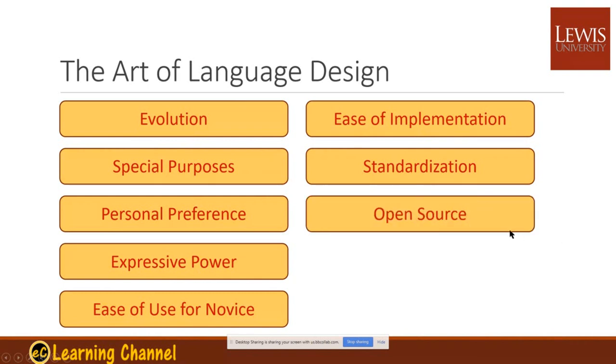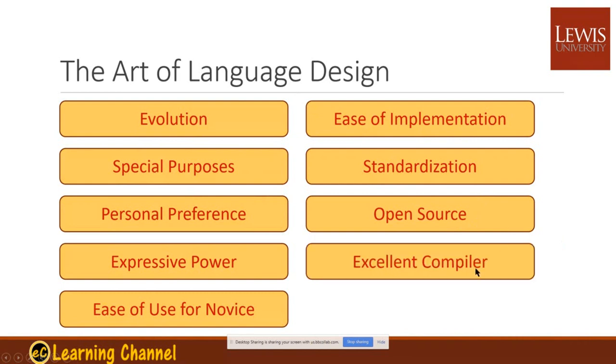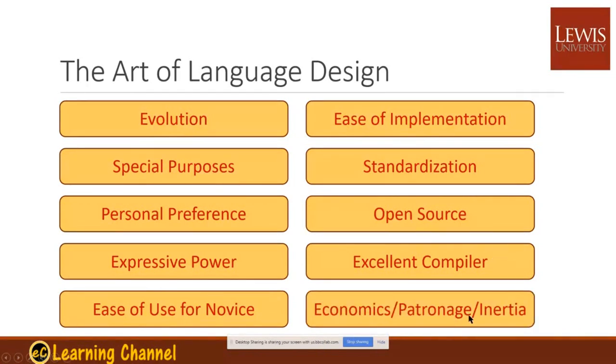And open source is one important factor, and compiler design is also one factor in the success of a language. And also the last one: whoever supports it, the patronage, and also economics and habits, the inertia that programmers have.